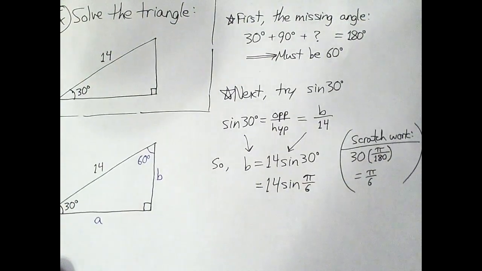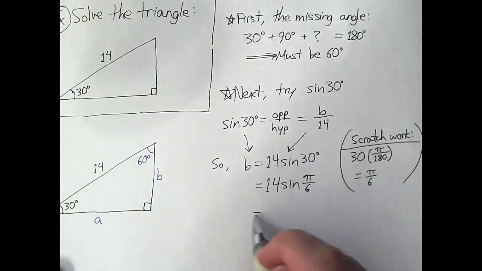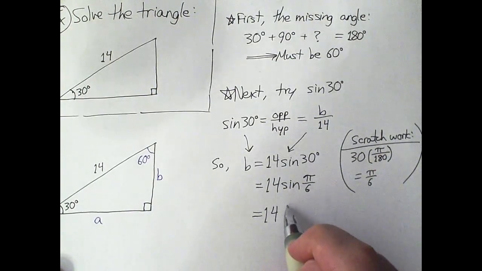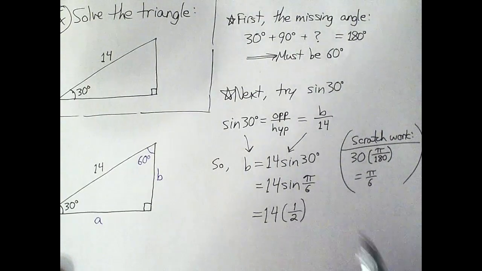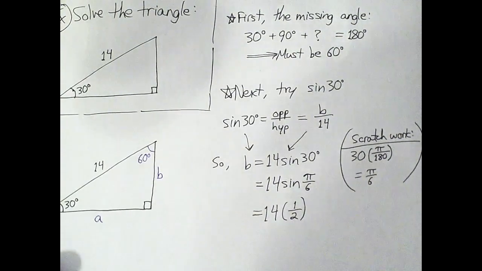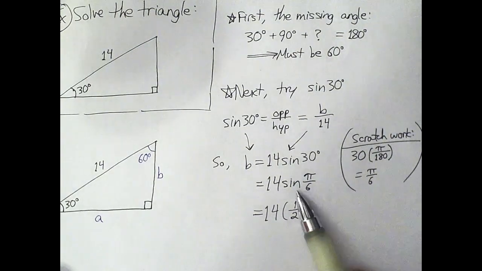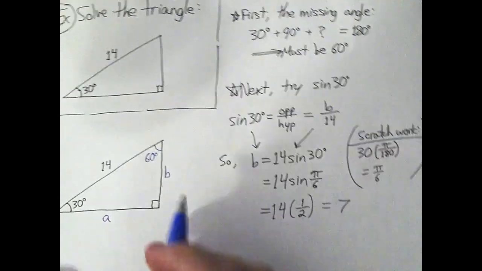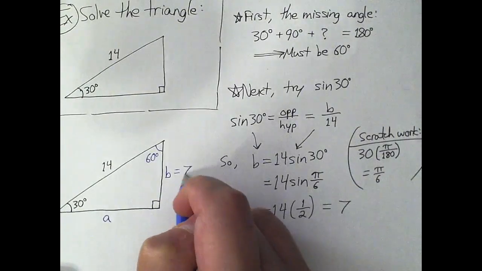Does that help? I think that does help, because then I say, oh yeah, we know sine of pi over 6. That was one of our common values. That's going to be 1/2. You could even draw a little scratchwork unit circle if you want to find sine of pi over 6. All right, 14 times 1/2 is 7. So we just found that B is 7.